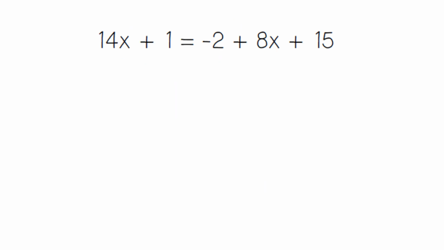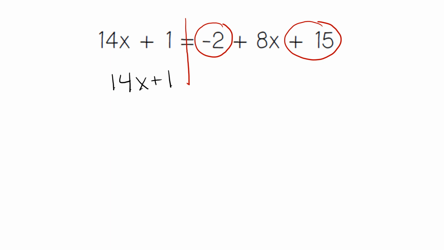For number 4, we have the equation 14x plus 1 equals negative 2 plus 8x plus 15. We're going to skip step number 1 because we do not have any parentheses to multiply. We're going to jump straight into step number 2. Now, we are not going to combine the 14x and the 1 because those are not like terms, but we can combine the negative 2 and the plus 15. They don't have any variables with them, and so we can combine those together.